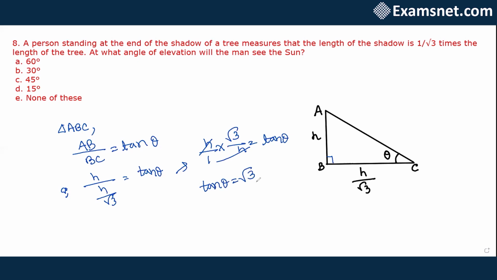Now please remember at what degree we get the value of tan as root 3, that is tan 60 degree. So after cancelling both tan, we can say that theta equals 60 degrees. So at what angle of elevation will this man see the sun? The angle of elevation at which the man sees the sun is 60 degree. Option A is the correct answer.